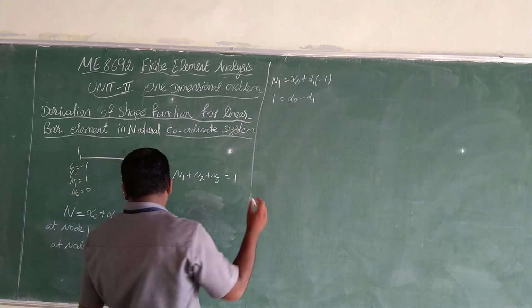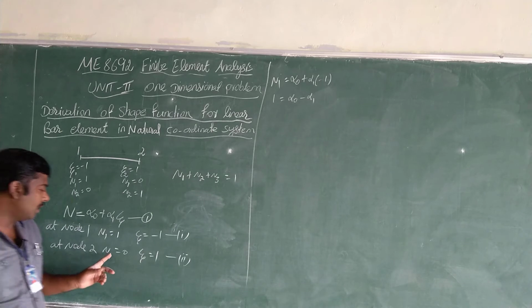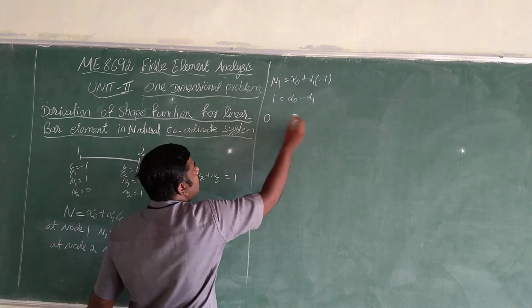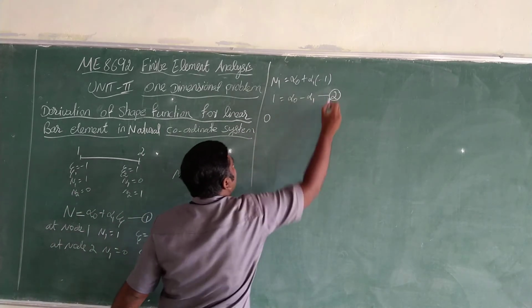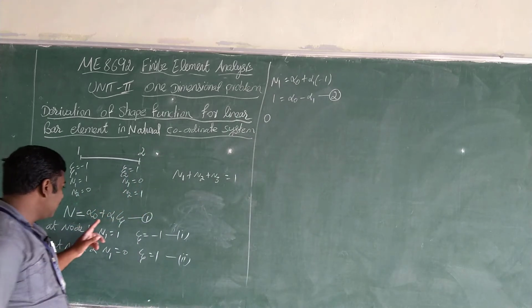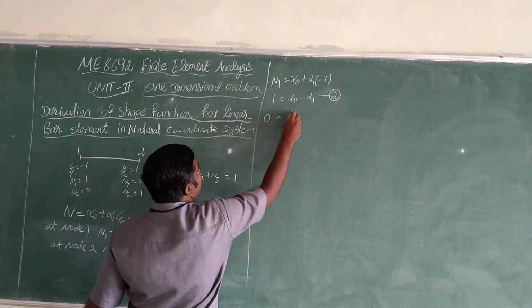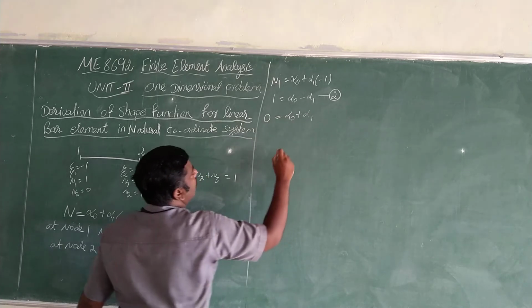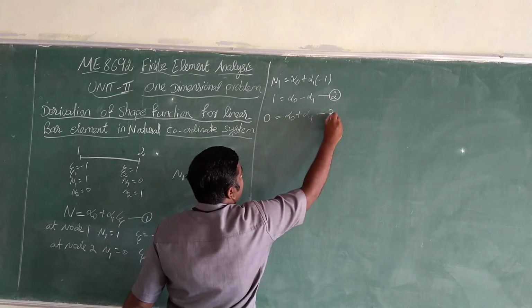And at node 2, apply boundary condition 2 in equation 1. Therefore n1 equal to 0. So this is equation number 2. So 0 equal to alpha naught plus alpha 1 psi, psi equal to 1, therefore equal to alpha naught plus alpha 1. This is equation 3.